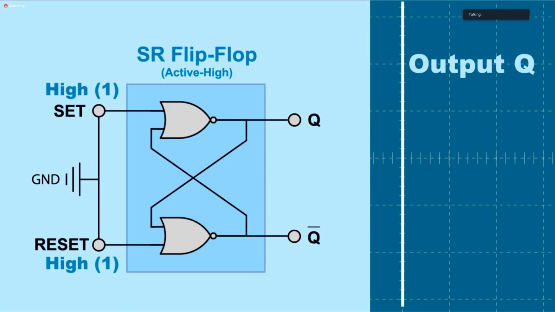If set and reset are simultaneously active, going high at the same time, an invalid state is triggered. But I'll get into that more a little later. Just know that it's bad.